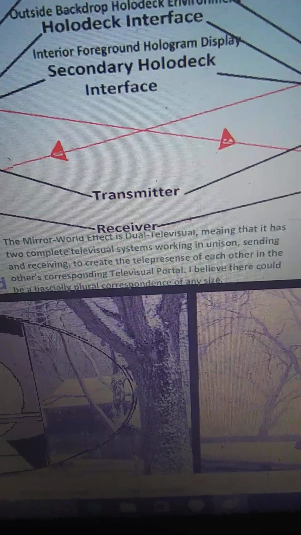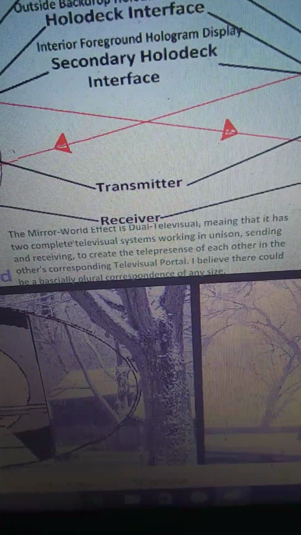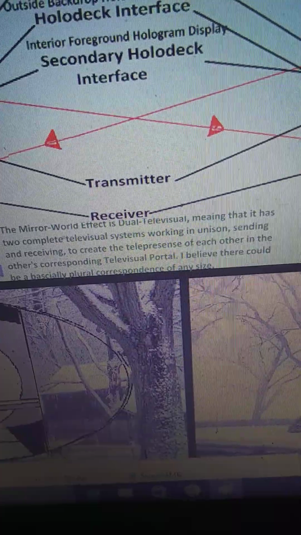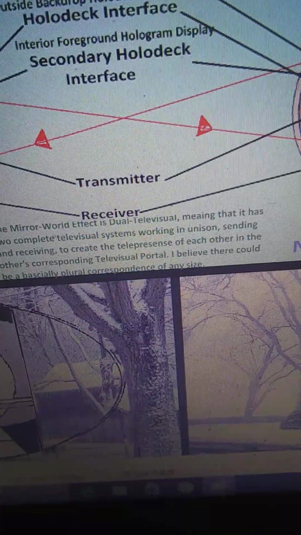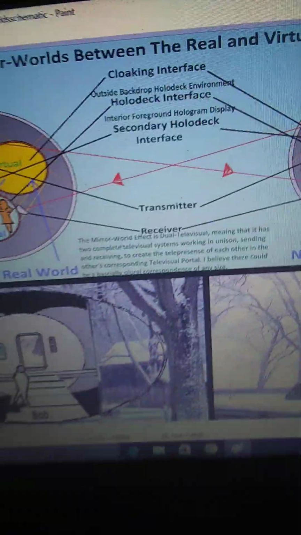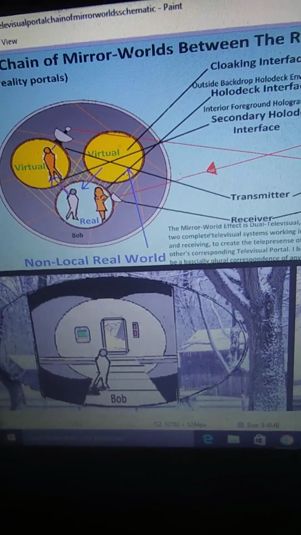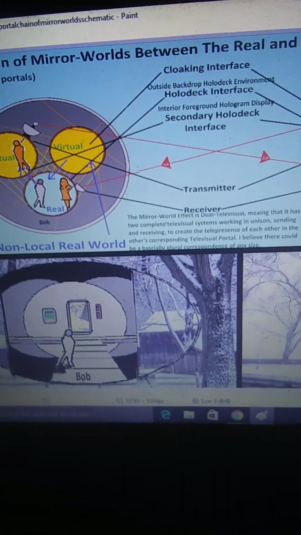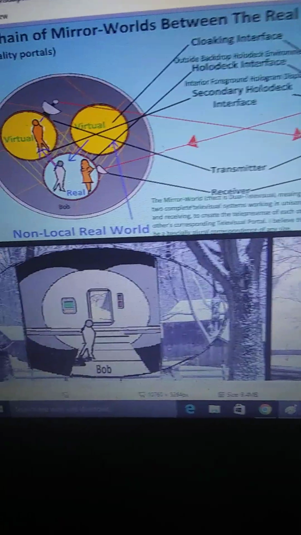The mirror world effect is dual-televisual, meaning that it has two complete televisual systems working in unison, sending and receiving to create the telepresence of each other's corresponding televisual portal. I believe there could be basically plural correspondences of any size portal grouping, and they would all meet up in each other's virtual or real holodeck of each one through telepresence. And that would further complicate the topology of this mirror world portal topology.